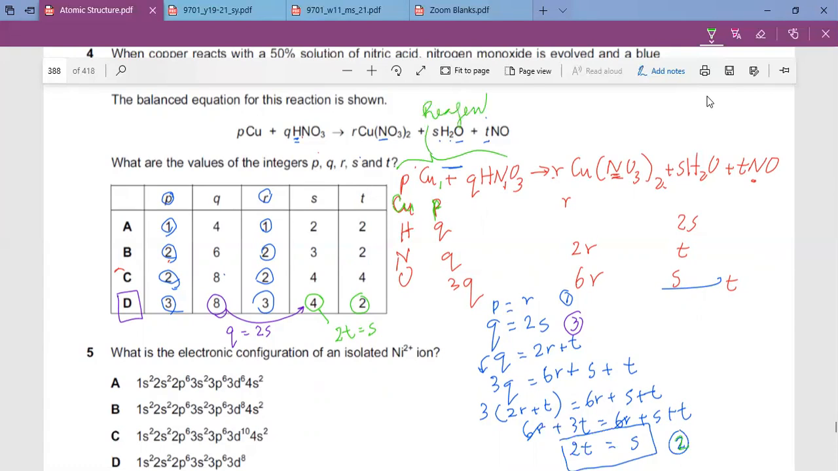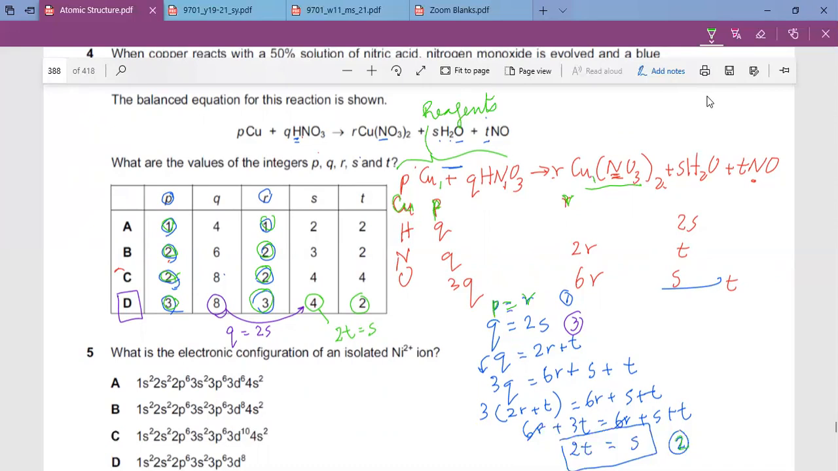A reagent, sorry. But the products only this one here. Copper nitrate, only 1 atom here, so R. The first one is P equals R. Now check P and R, same. Okay, so you cannot differentiate here. That's not it. Now next one.